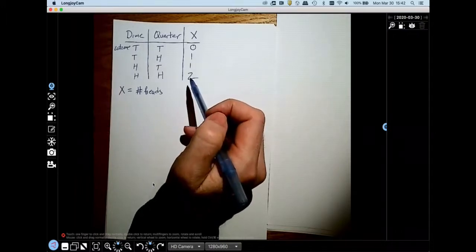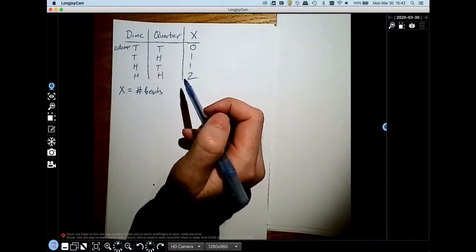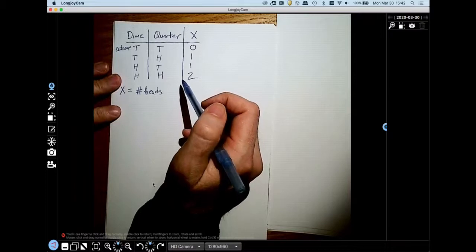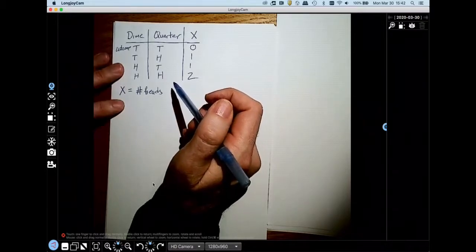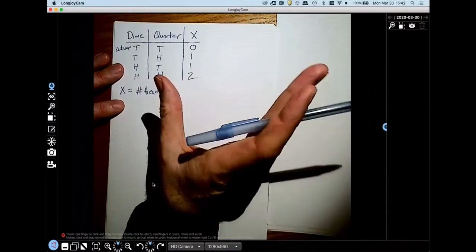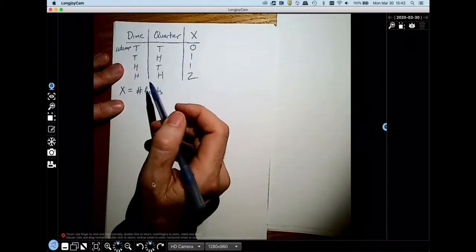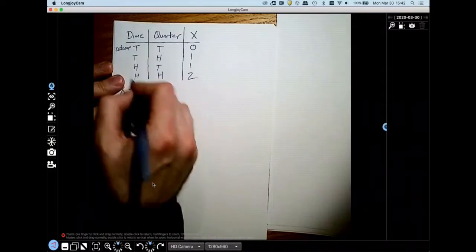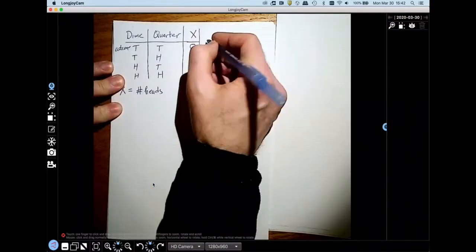All right. So let us further assume that these are two fair coins and that they're independent of one another. So the outcome from the dime does not affect the quarter or anything like that. If that's the case, each of these outcomes will be equally likely.